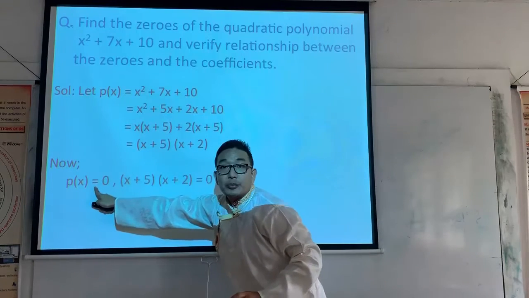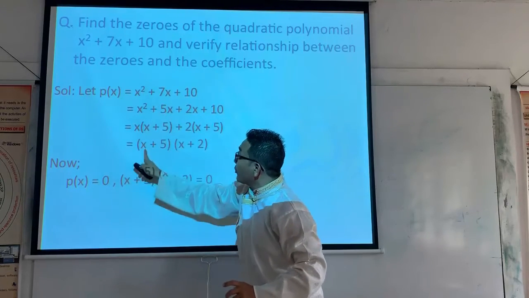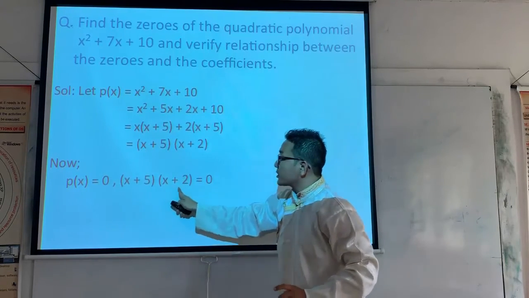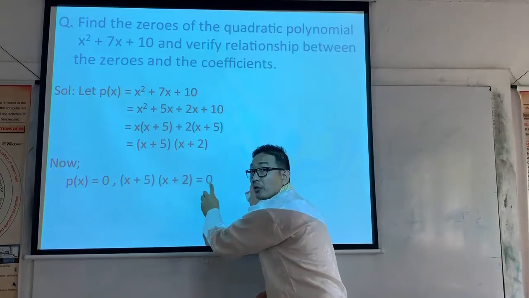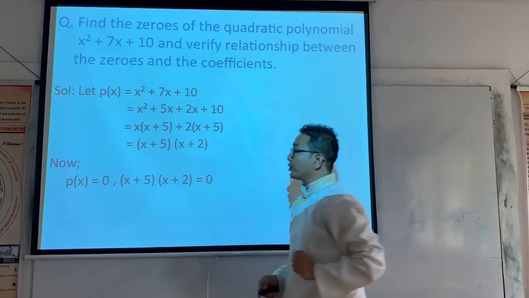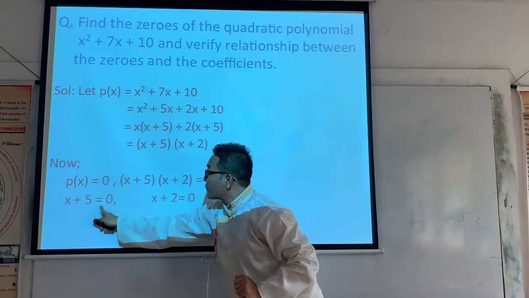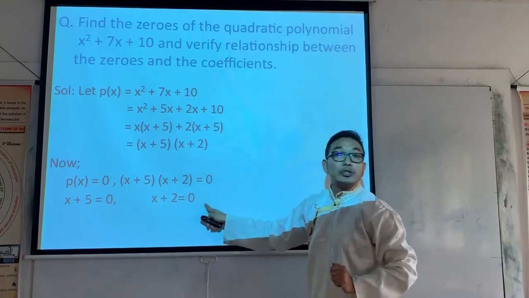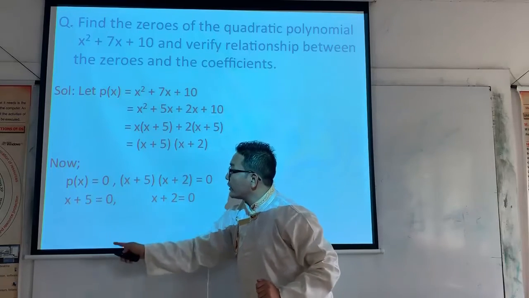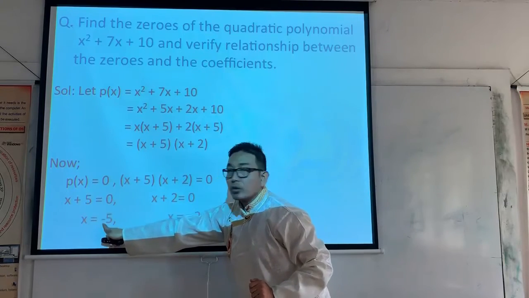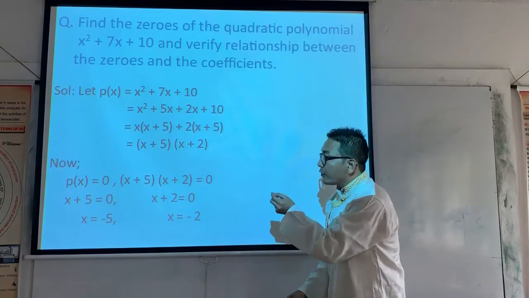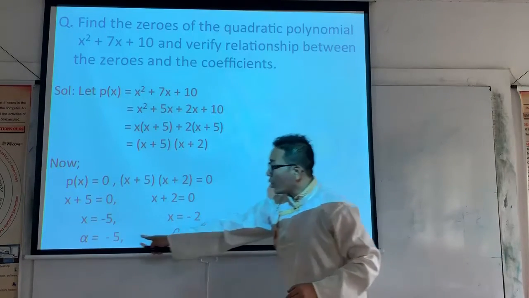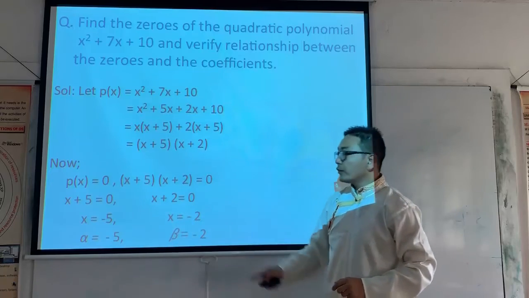The result p of x should be equal to 0, so the polynomial is 0. So x plus 5 times x plus 2 is equal to 0. So either x plus 5 is equal to 0 or x plus 2 is equal to 0. So the value of x is negative 5 and negative 2. Therefore the two zeros are negative 5 and negative 2.